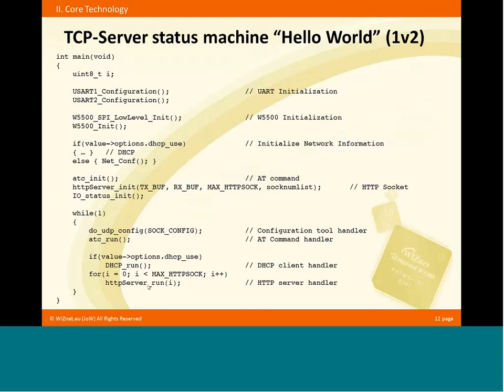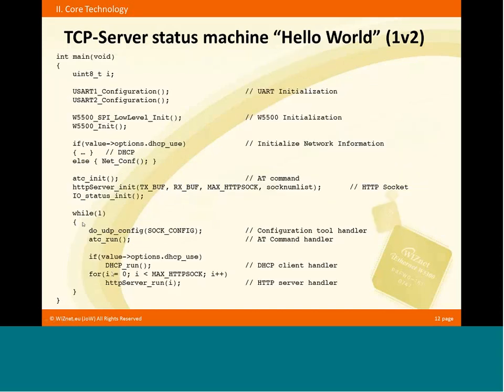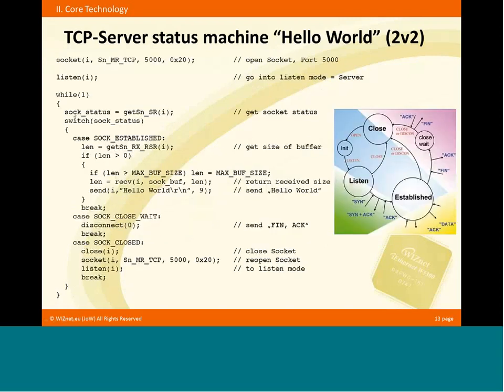Let's have a look into this HTTP server. It looks like this. We have a socket that is initialized first. We have the socket in listen mode, and then this is the main loop here. Again, maybe it's not so good to explain. This while loop is actually this while loop here. You get the socket status. If it's established, you check if data is in the buffer. Yes, it has a length bigger than 0.